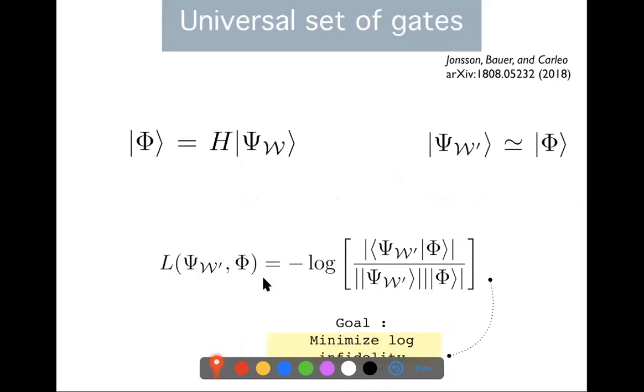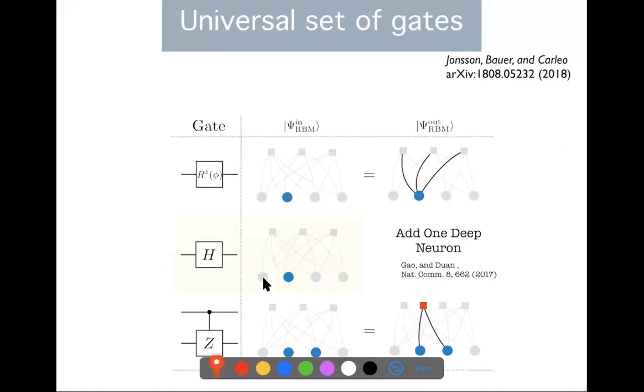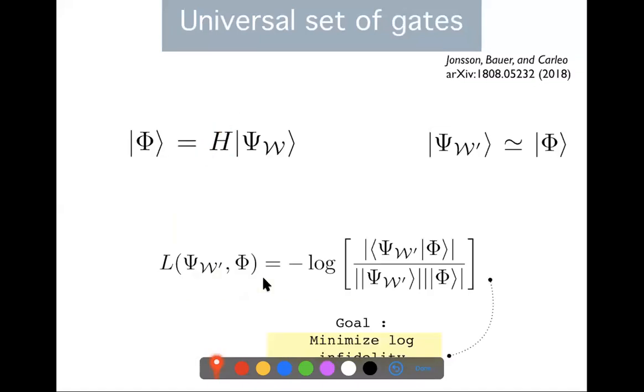The idea is the following. Imagine that I have my neural network state, psi w. This is an arbitrary neural network that depends on some parameters w. Then I act with a unitary that in this case is just this Hadamard gate. Just beware that now H is not the Hamiltonian anymore, but it's this Hadamard gate. This is a local unitary that acts on some qubit and that acts on this quantum state. So in general, the output state will be another quantum state phi.